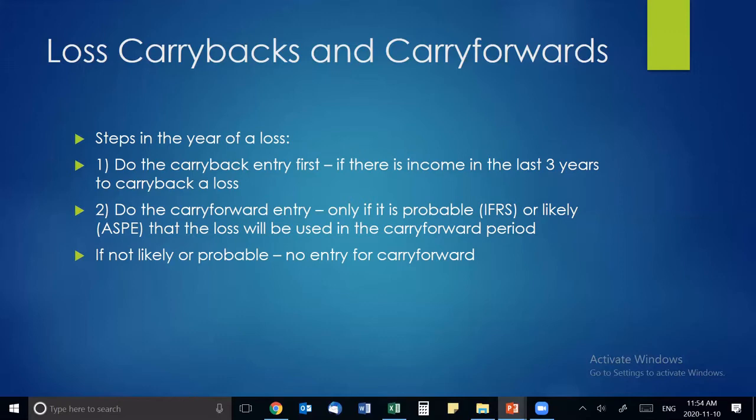You can carry forward for the next 20 years, so you have a lot of time to carry forward, but with the carry back, you're only going to be able to use up 3 years' worth.